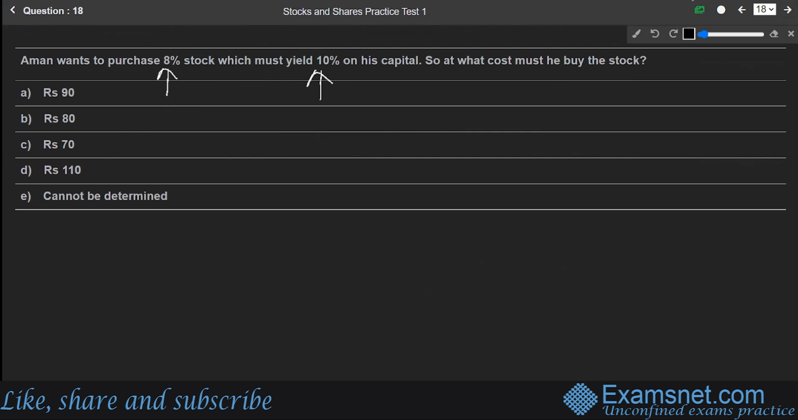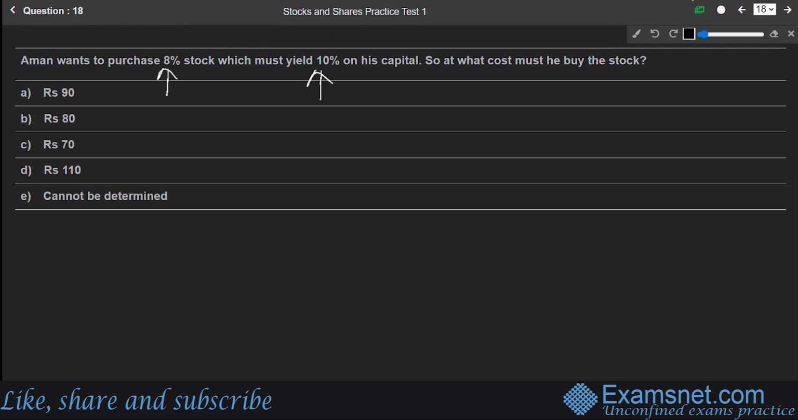Now, Aman wants to purchase 8% stock which must yield 10% on his capital. Okay. He wants to buy at the 8% stock value, which must yield 10% on the capital. So if the face value is 100, then the income should come as 10% of 100, that is 10 rupees. So we can write it down like this. That's what they are asking. At what cost must he buy the stock? At what price should the stock be bought so that he receives this much income?